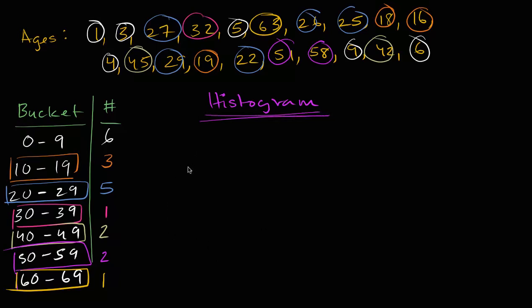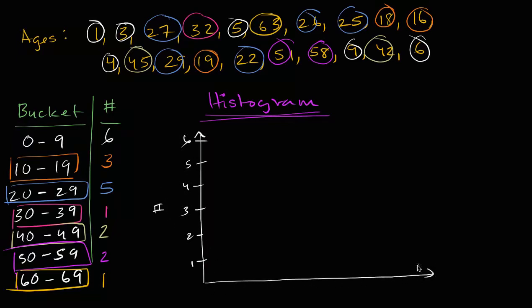All right. So on this axis, let's see, the largest category has 6. So this is the number of folks. And it's going to go 1, 2, 3, 4, 5, 6. This is the number. And on this axis, I'm going to make the buckets.